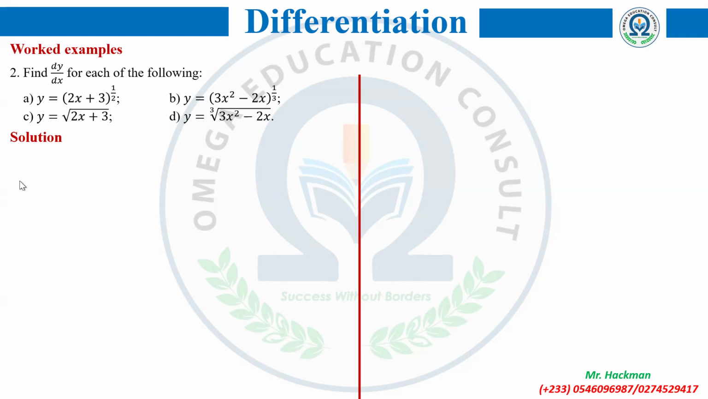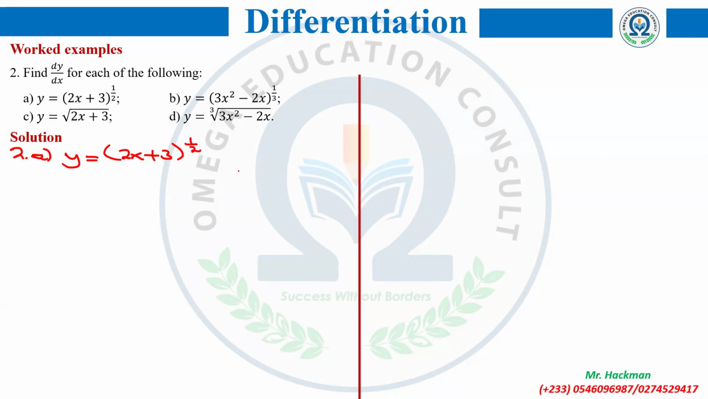So I write my major question number, question number 2. Then I come to my minor question number, and that is A. What am I given? y is equal to, in brackets, 2x plus 3, the whole of that to the power half.